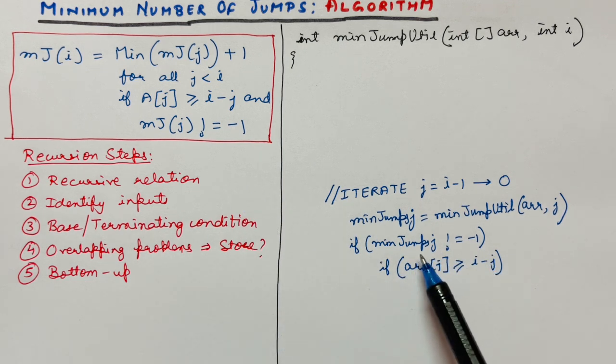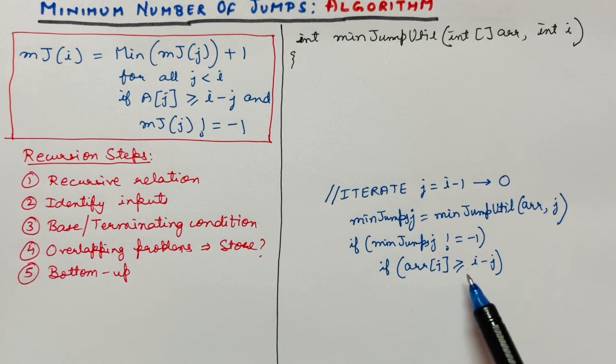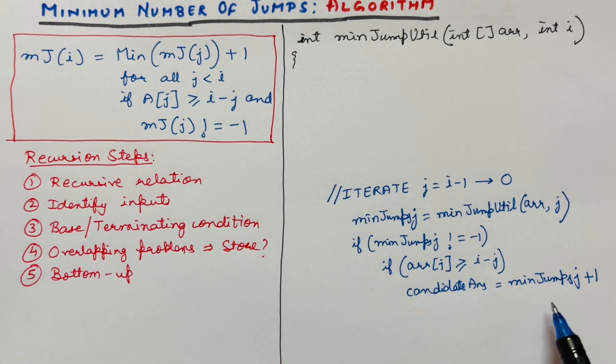But then we have to check the second condition as well, that if there is a direct jump possible from j. So we check again that if arr[j] is greater than or equal to i minus j. If this condition holds true, then there is one possible answer from position j. That answer will be equal to the number of jumps required to reach j plus 1. But this is not our final answer.